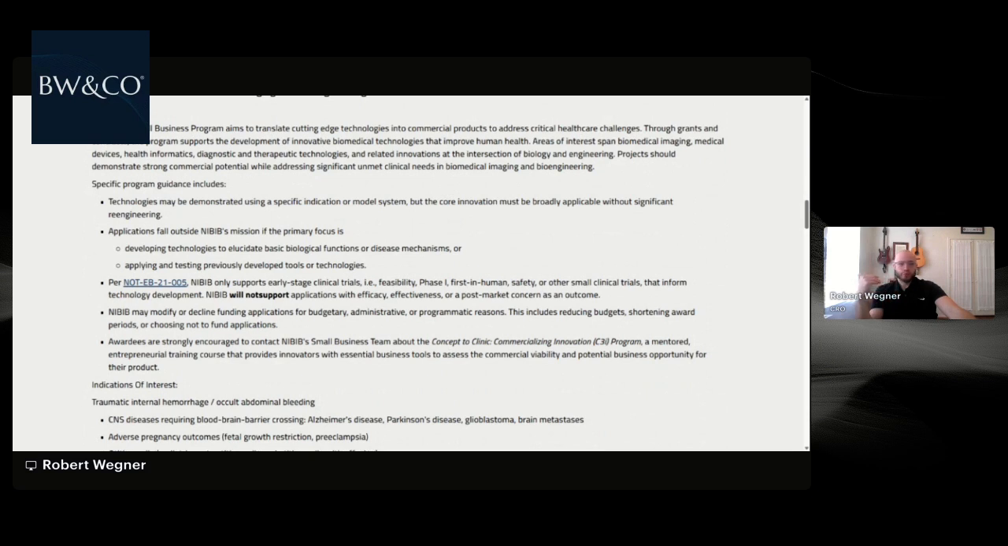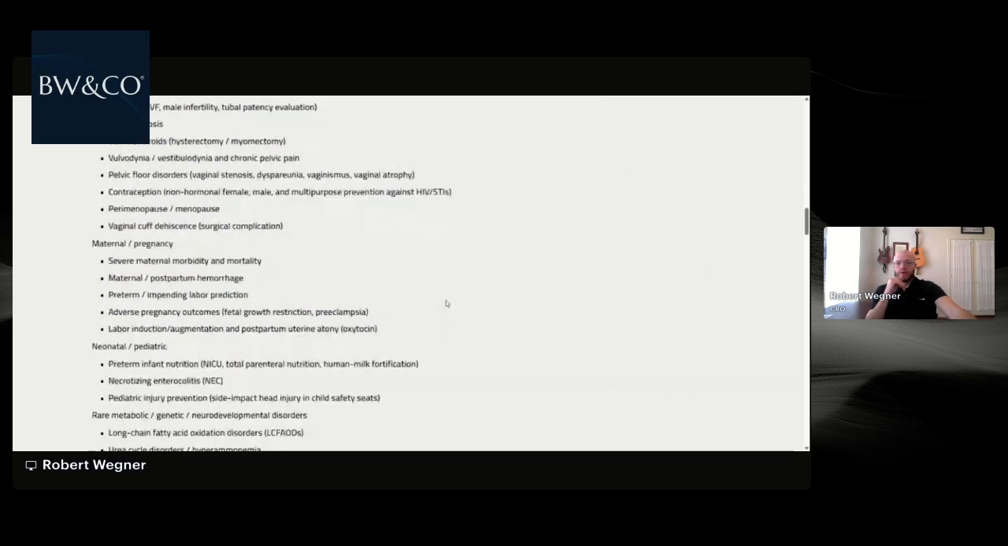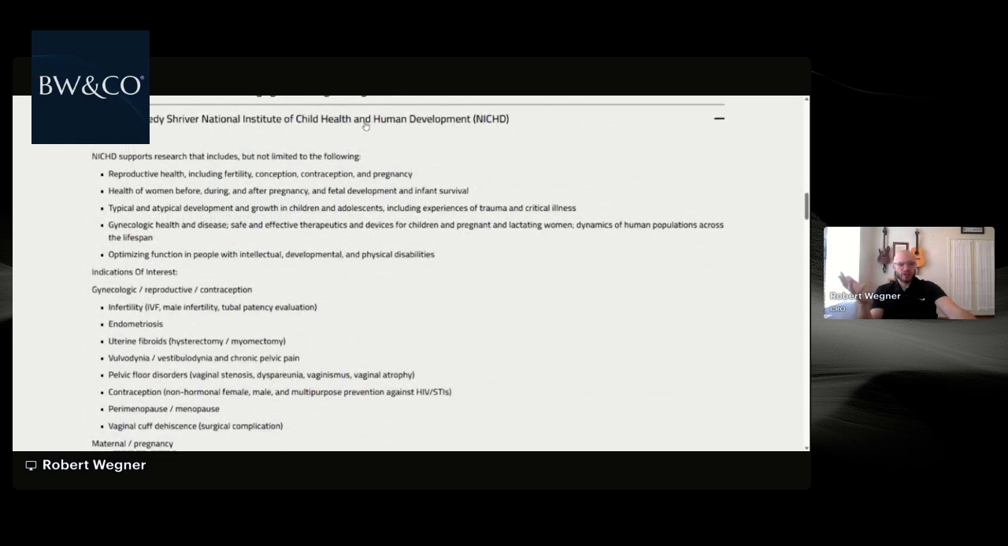This is the highest risk portfolio of institutes and centers. So imaging, devices, health informatics, diagnostics, bioengineering. A pretty broad group of essential technologies for things across the spectrum. NICHD we touched on, women's health, child's health. If you have autism screening tests, which I talked to a company about the other day, that could be one here.